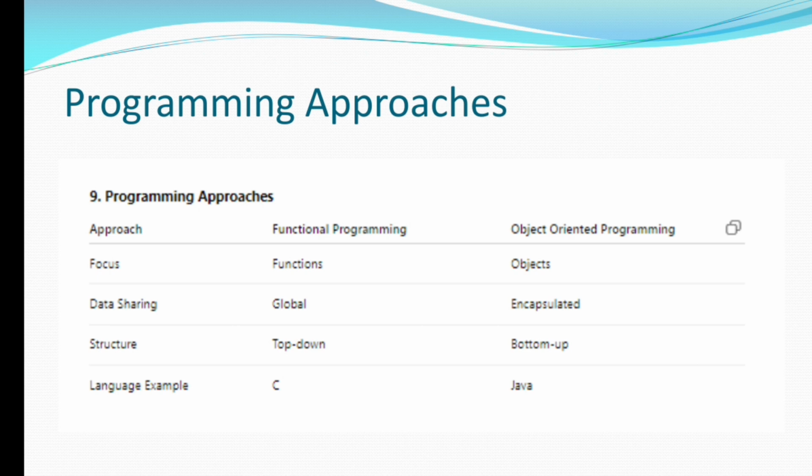Object-oriented programming is encapsulated. We can hide the data. We can use the data hiding feature here. So when it comes to Java, it is an object-oriented programming language. It is encapsulated with the data hiding feature.